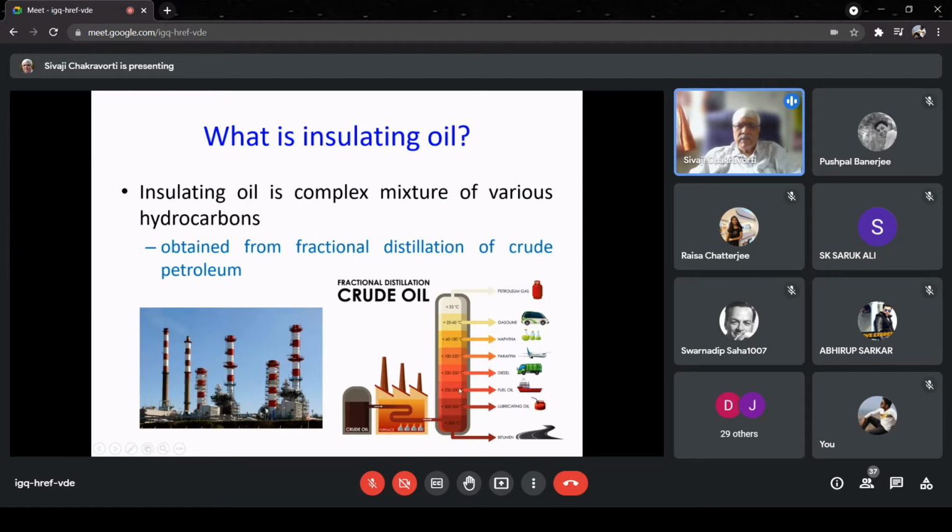I'm not going into the details of fractional distillation. That's not our job. But I have given you a photograph on the right side, showing that at different stages of fractional distillation we get different products. So we get our transformer oil also in one of these stages.